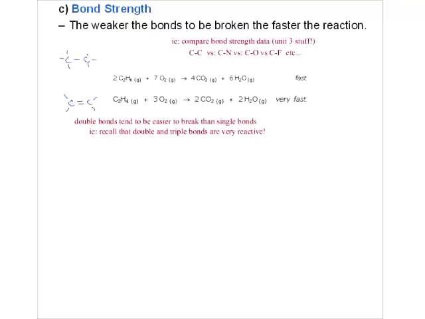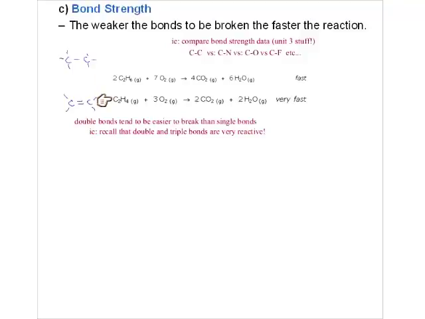The next thing is bond strength. This is a situation where we want to look at the strength of the bonds that are involved here. Now this is going to be Unit 3 stuff, where we can look at the different types of bonds that are going on, and we know the energy, so we can tell which ones are easier or harder to break. So that's what we're talking about. But generally speaking here, this chemical reaction here, C2H6, is pretty fast. That's the burning of ethane.